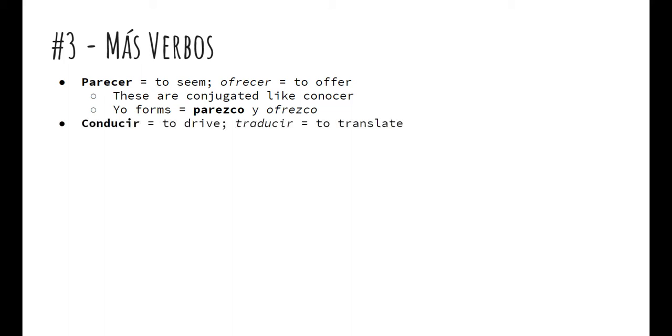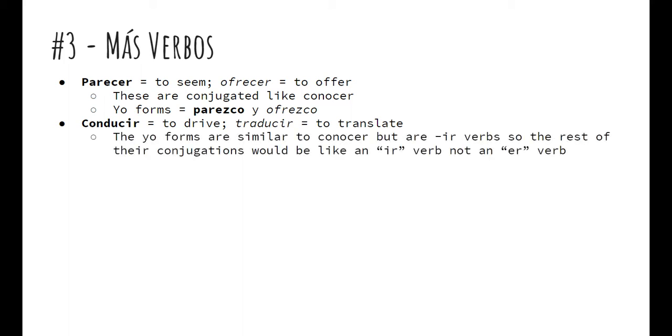And then we have the verbs conducir, to drive, and traducir, to translate. And these ones are going to conjugate like conocer in that they're going to have yo forms similar to conocer, but they are IR verbs. So the rest of the conjugations would be like an IR verb, not an ER verb, which has a few differences, especially in the nosotros and vosotros forms. So your yo forms respectively for these would be conduzco and traduzco.